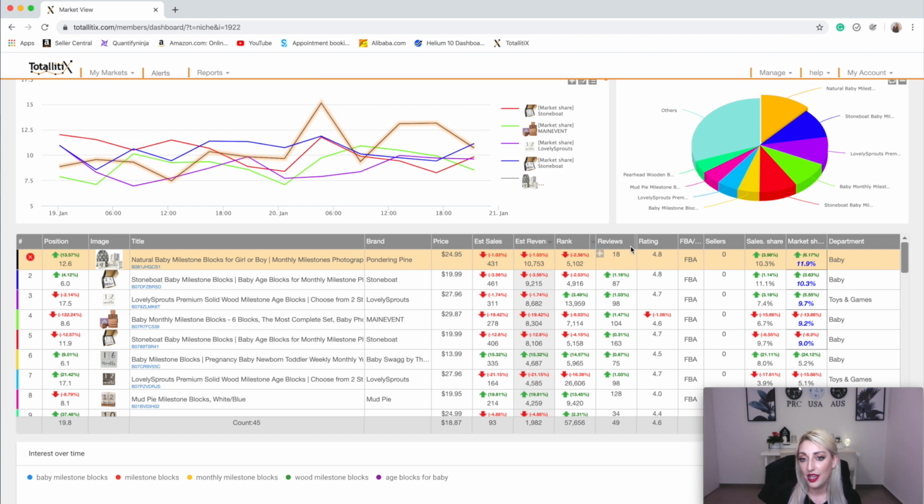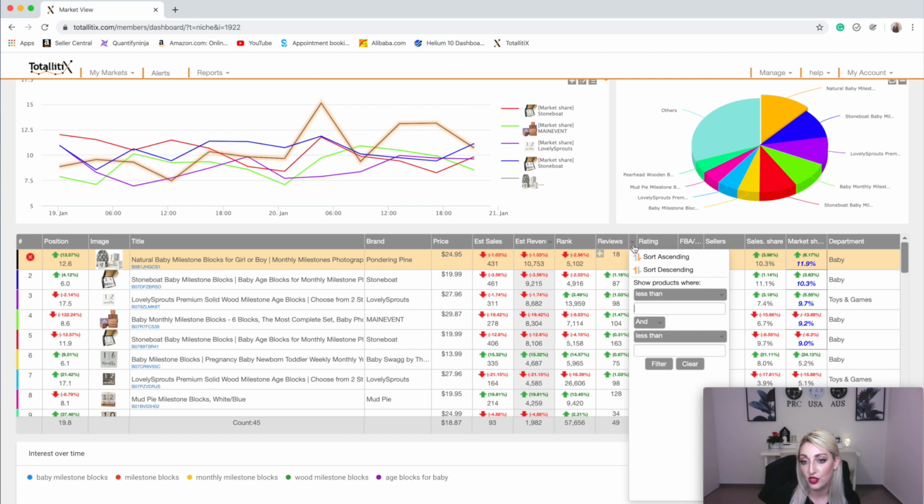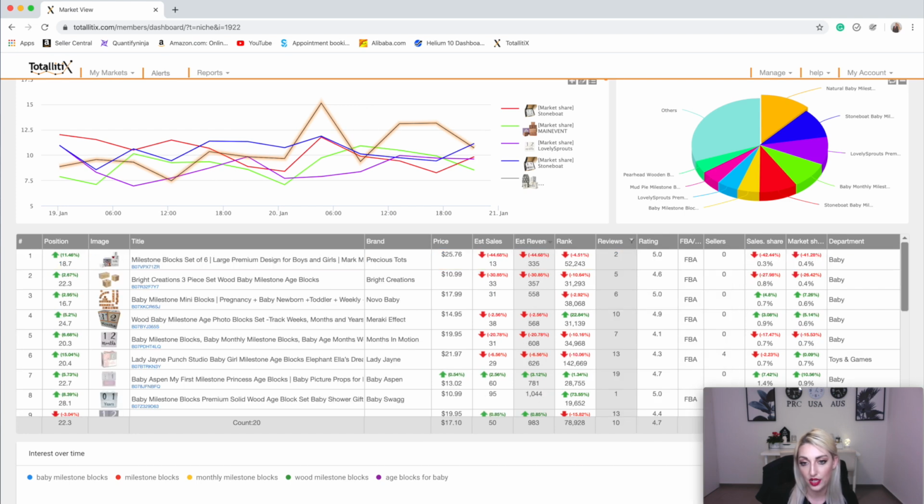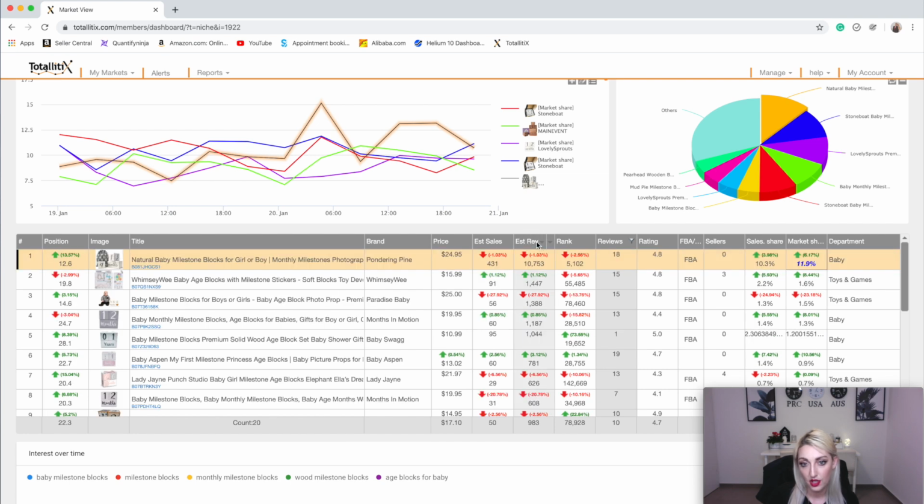Another thing you can do is filter by reviews. Let's say I'm looking at this niche and I want to know who is making money and has less than 20 reviews. So I'm going to do less than 20, and then I can sort by revenue. Now it's showing me from highest to lowest revenue, with less than 20 reviews, because I filtered it, who exists basically.